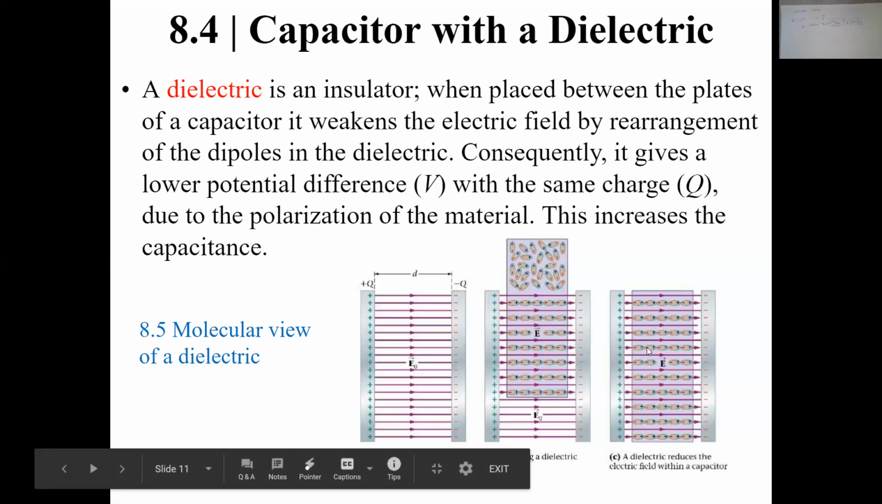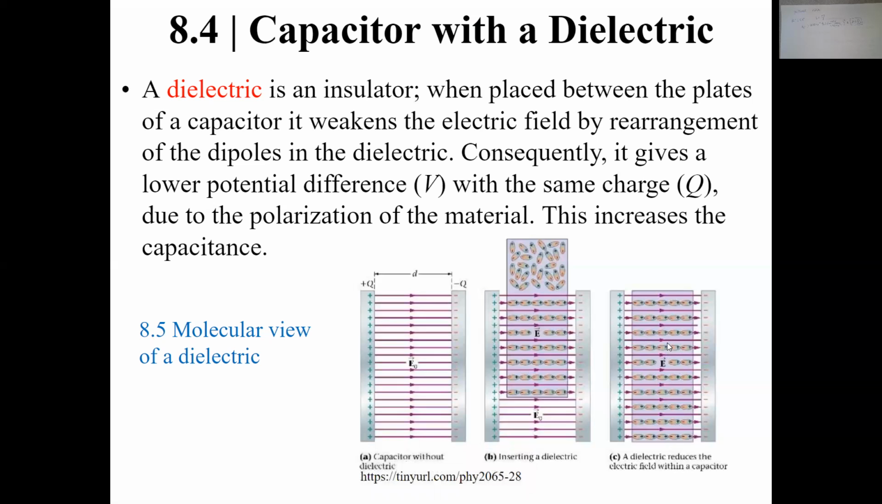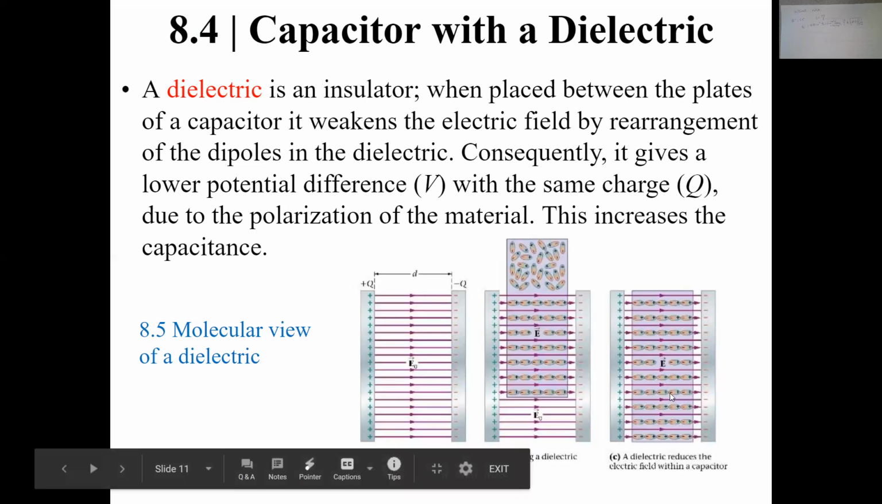Now the E field is reduced, and the potential V is equal to E times D, the electric field times the distance, if this is uniform. So the potential will be reduced, V is reduced. Now Q is the same, and capacitance equals Q over V, so it will increase. So the capacitance of the capacitor will increase in this sense.